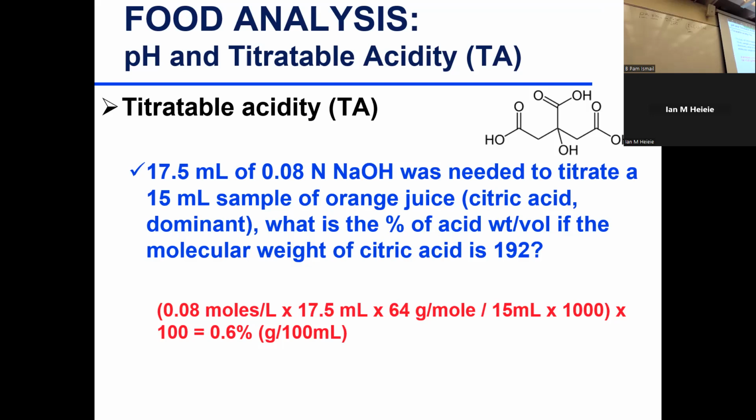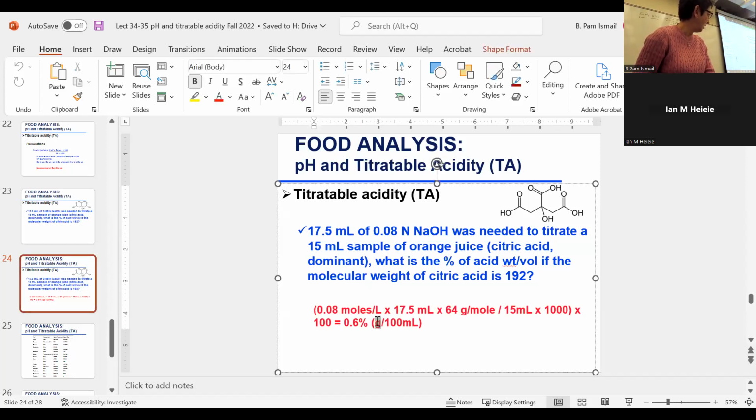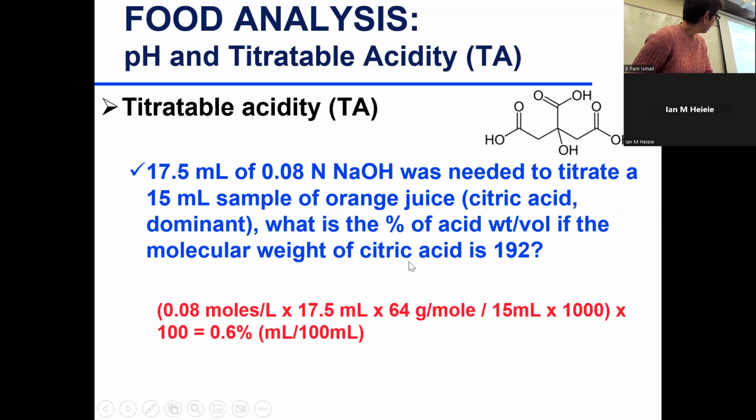Sorry, here it should be milliliters per 100 milliliters, the percentage. Do you want that unit there, or are you okay with percent? Percent is fine. Here it should be like that. Percent is just fine. Well, it still should be grams though, because you have that gram there, the grams per mole is still remaining. You have moles per liter cancel.